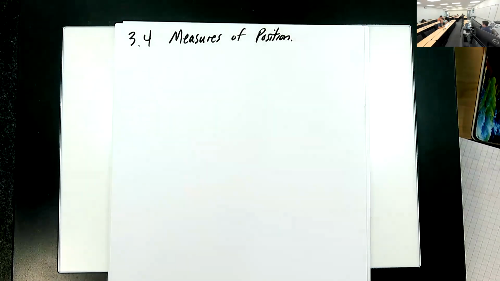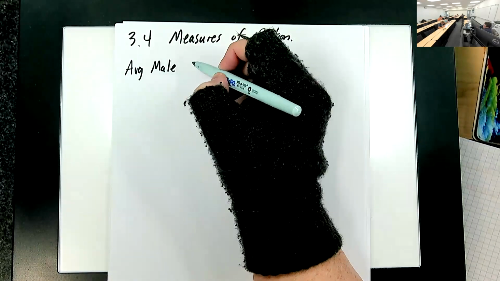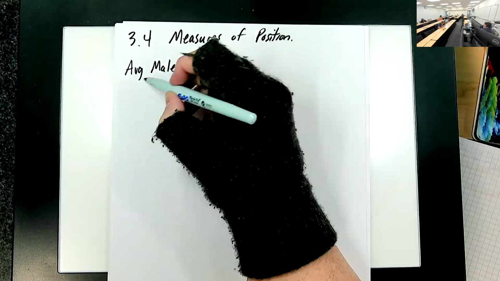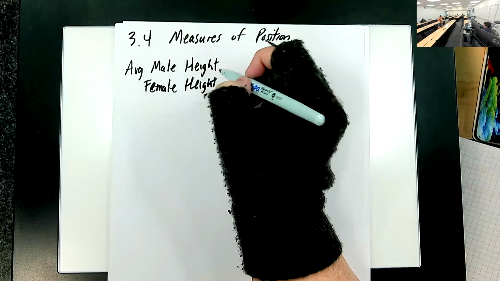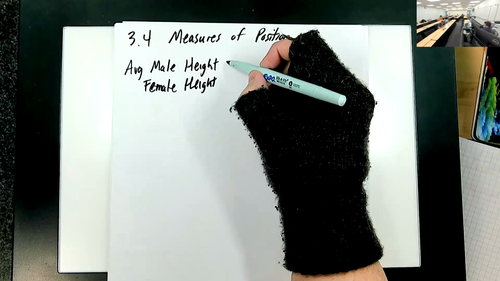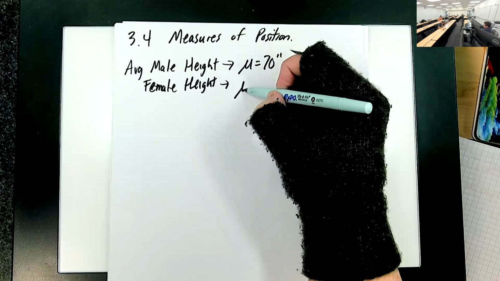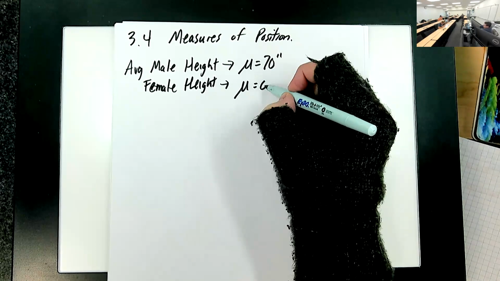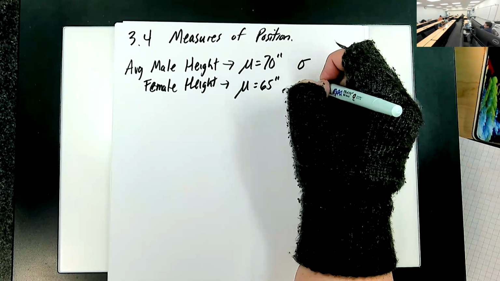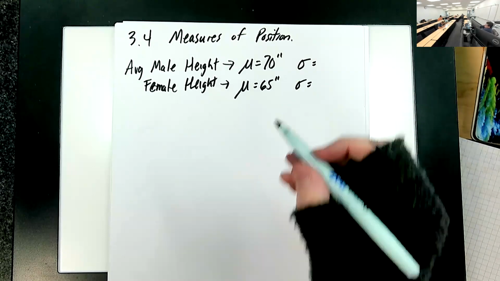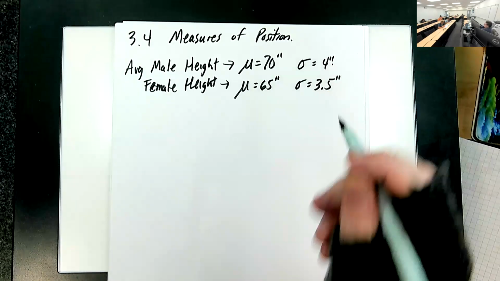Now, I looked this up, I don't know if it's changed. Average male height and average female height: for men, mu is 70 inches, and for women, mu is 65 inches. And if we want the standard deviation for each, men are 4 inches and women are 3.5 inches.